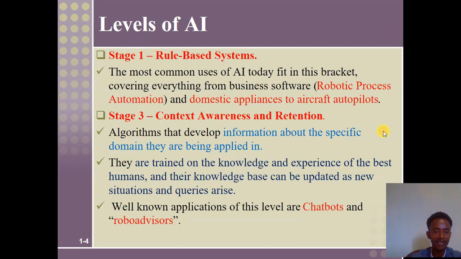The second stage is context awareness and retention. In this stage, the algorithms develop information about the specific domain they are being applied in. Such algorithms, if they are applied in one particular area, are able to develop information. For example, chatbots and robo advisors are well-known examples of stage 2, which is context awareness and retention. They are trained on the knowledge and experience of the best humans.